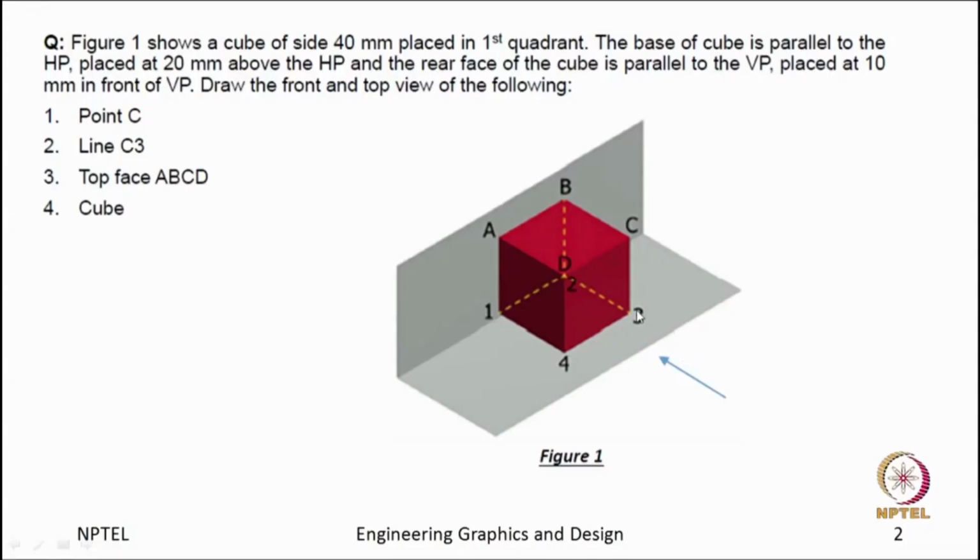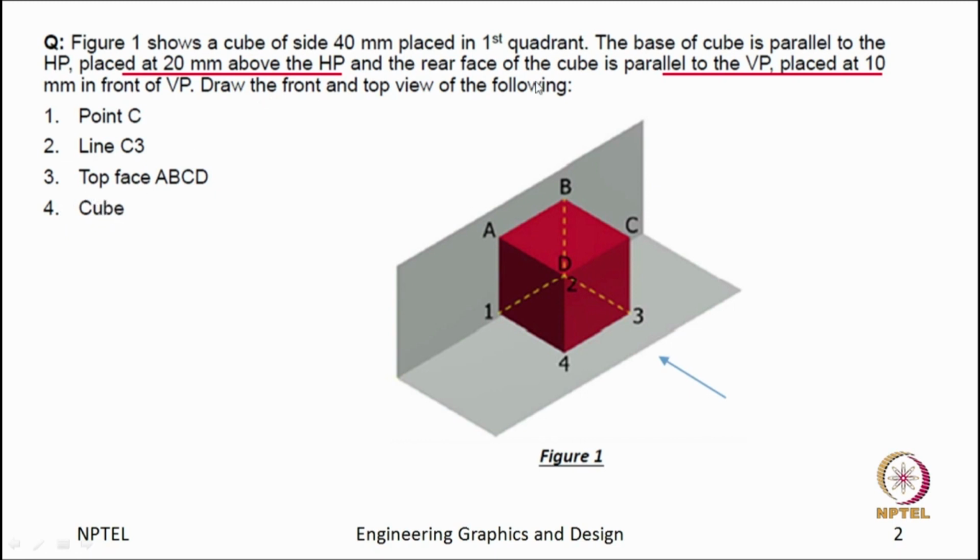For question number 1, here first let us read the question. Figure 1 shows a cube of side 40 mm placed in first quadrant. The base of cube is parallel to the horizontal plane, placed at 20 mm above the HP. This is important. And the rear face of cube is parallel to vertical plane, placed at 10 millimeter in front of the VP. So, first we have to draw the front and top view of point C, then a line, then a face and then the whole cube.